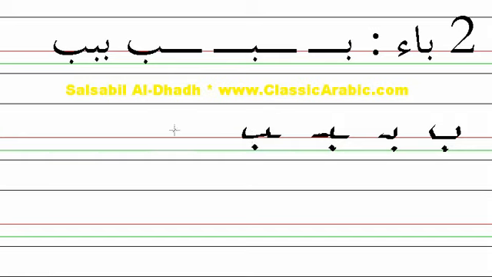So let's say we have three ba, one after the other. So the first one is this, second one is this, and the last one is this.